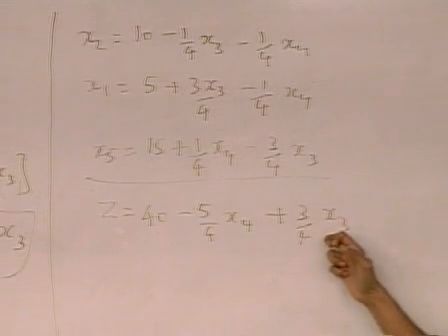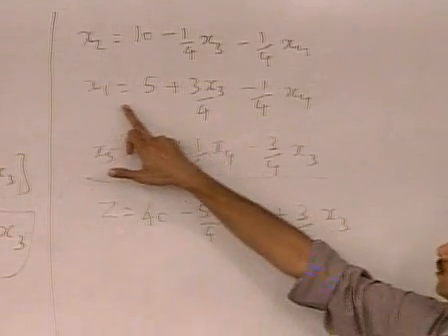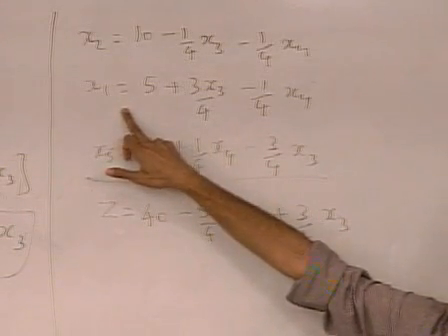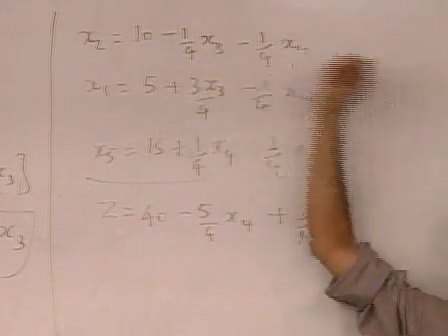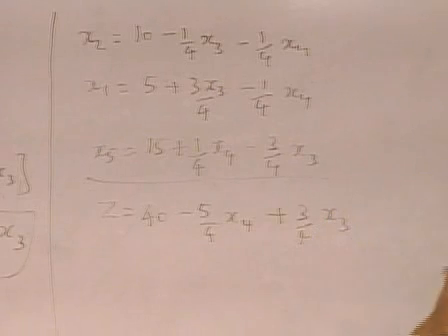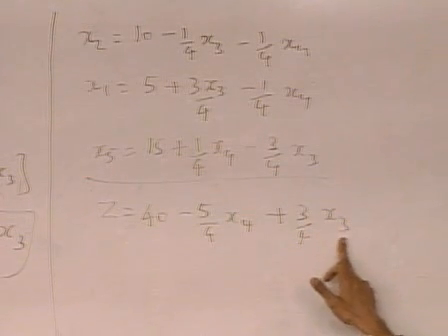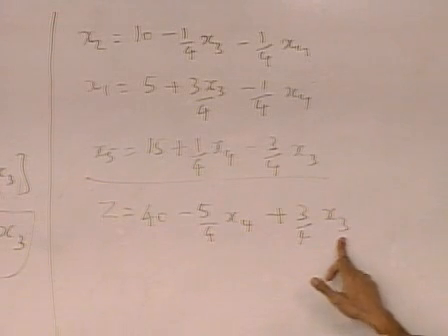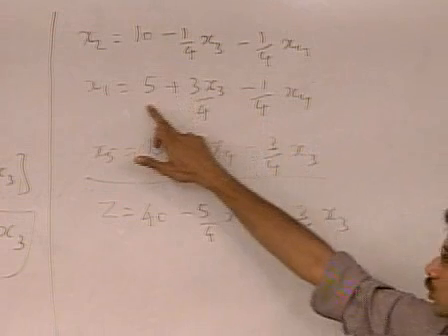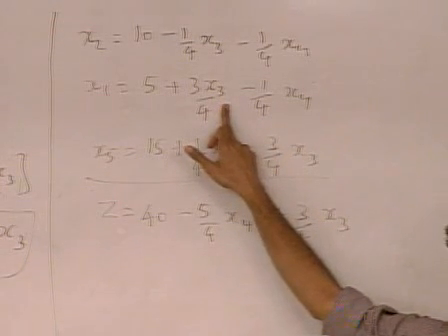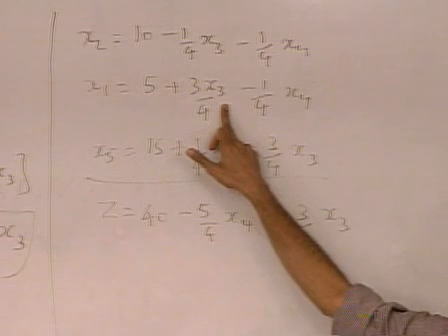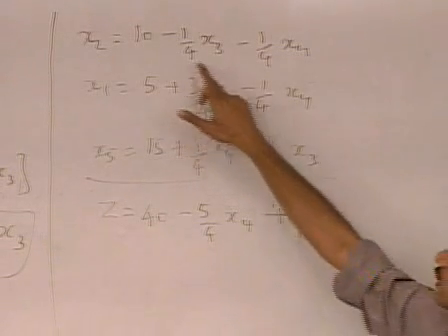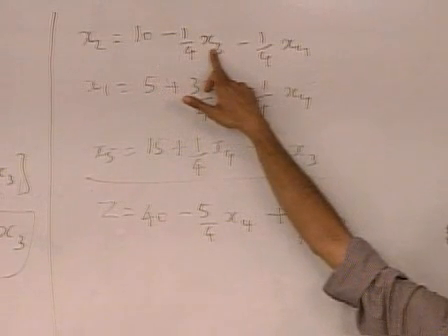If I increase x3 by 1, what happens to x1? x1 goes up by 3 over 4. What happens to x2? It goes down by 1 over 4. So if you increase x3 by 1, you're going to get paid 2 times the increase in x1, which is 1.5. But you're going to lose 3 times the decrease in x2.